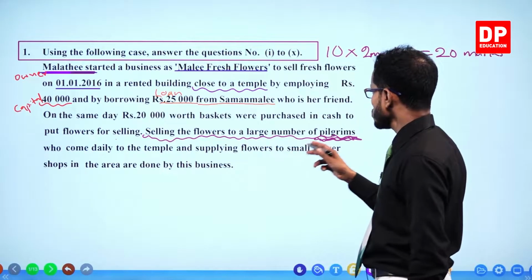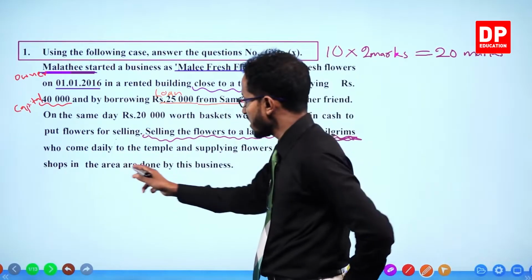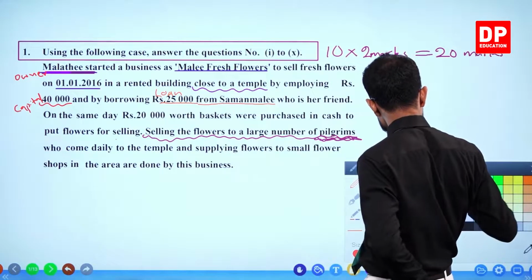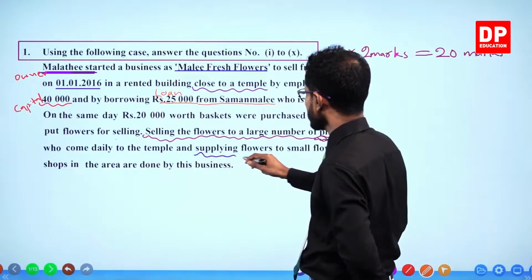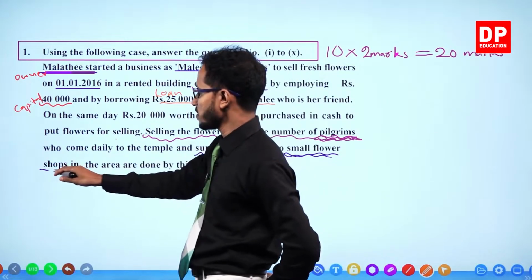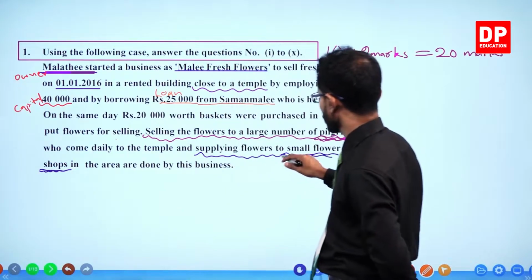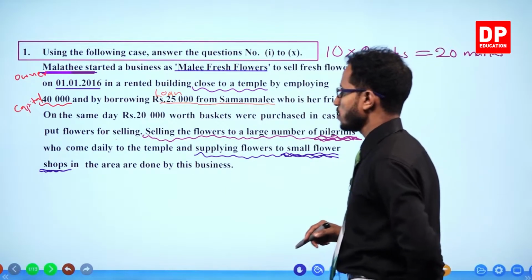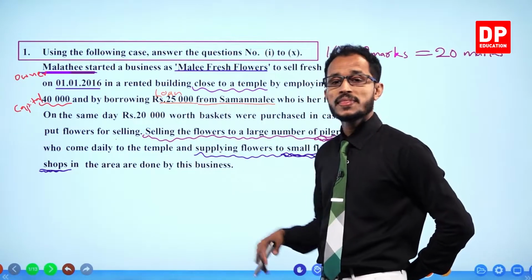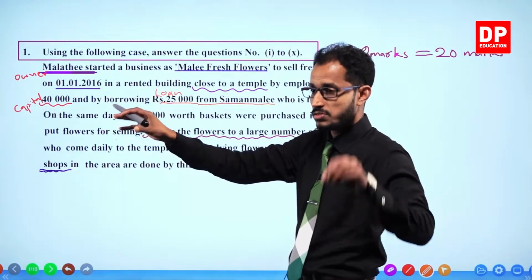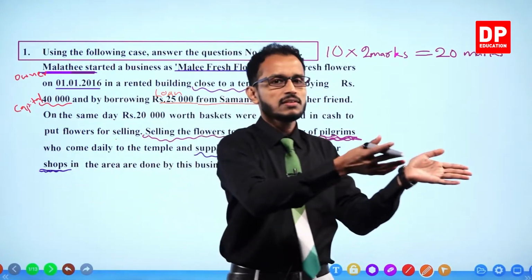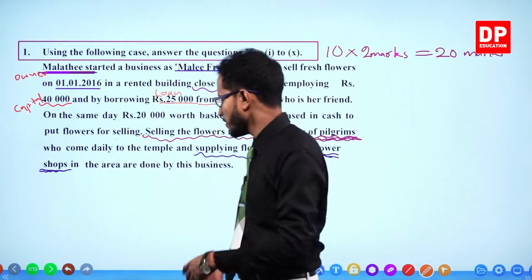And supplying flowers to small flower shops in the area. Also, what Malati is doing here, she is supplying flowers to small flower vendors, street vendors or small flower shops, right, who are selling flowers in the area, the other flower vendors, shops here and there. To them also Malati is providing fresh flowers. Got it? Going on.